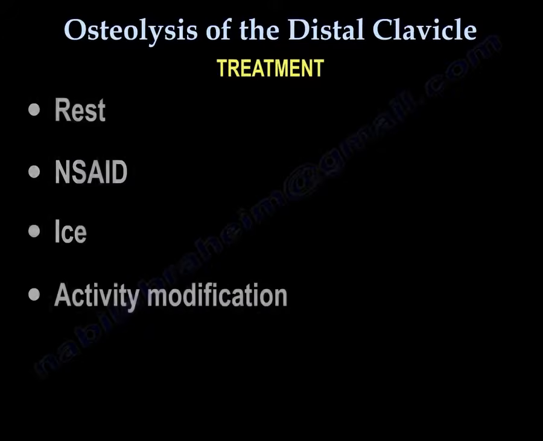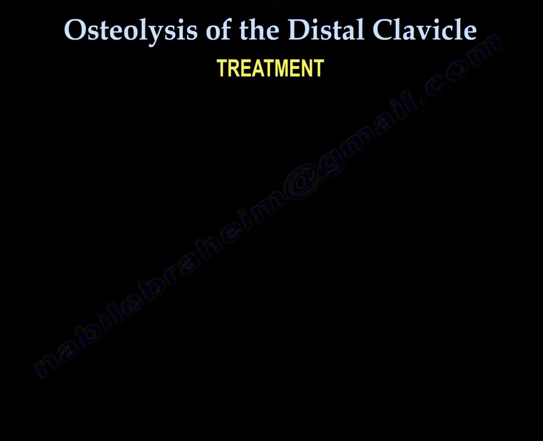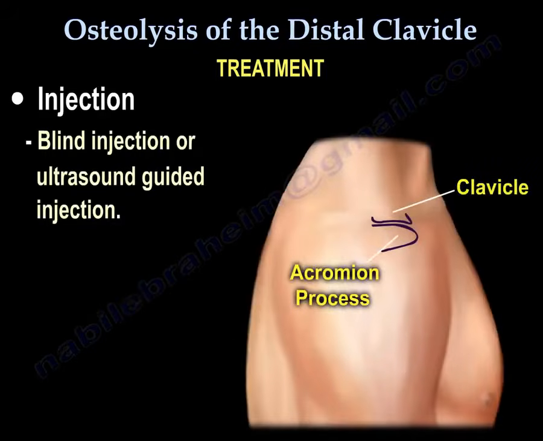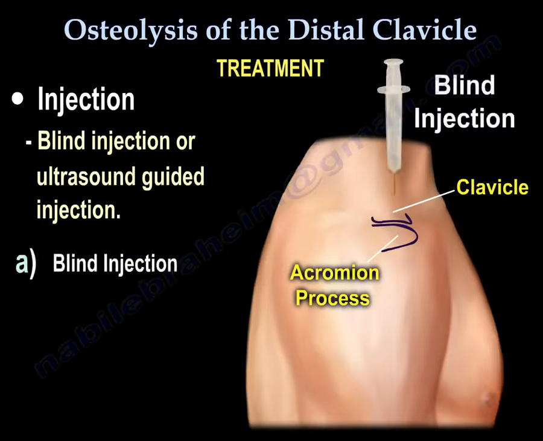Treatment: rest, non-steroidal anti-inflammatory, ice, and activity modification. Injection: the injection can be blind injection or ultrasound-guided injection. How about the blind injection? You can see here the technique of blind injection. You go between the clavicle and the acromion.